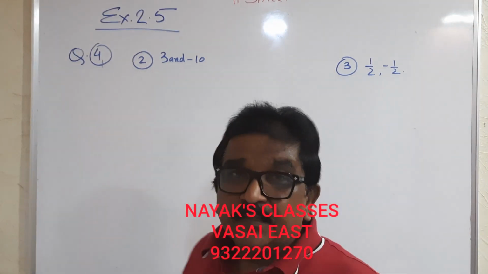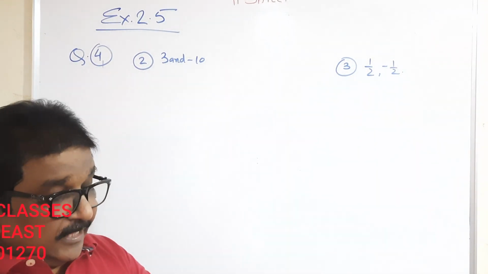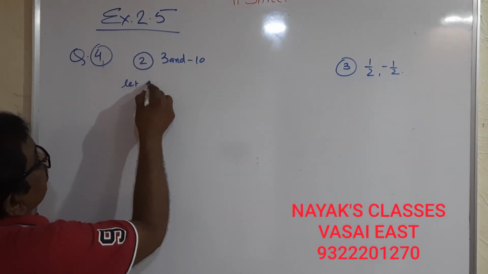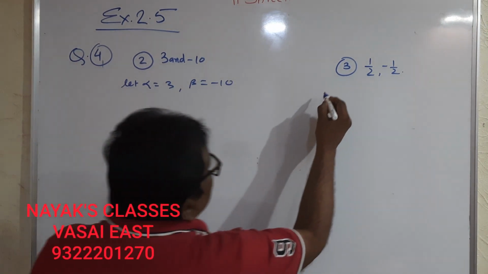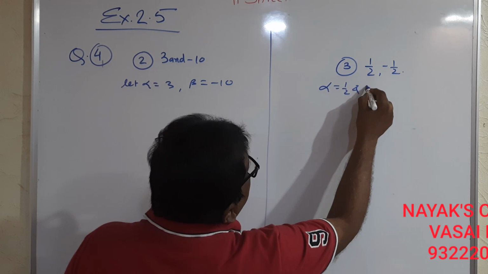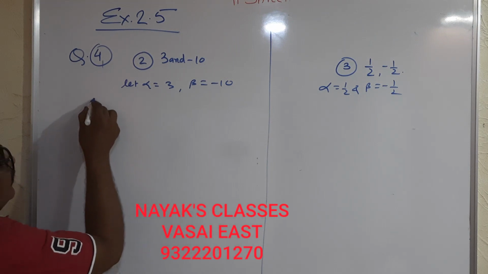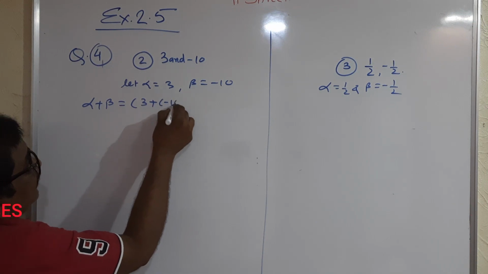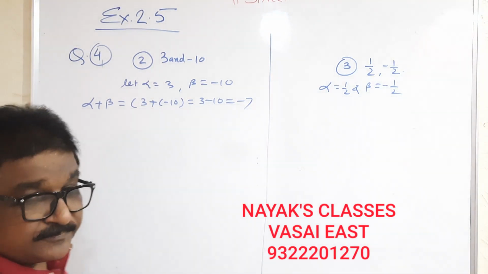I am solving second and third examples at a time. So, let alpha is equal to 3 and beta is equal to minus 10. This side, alpha is equal to half and beta is equal to minus half. First, we have to find alpha plus beta is equal to 3 plus minus 10, is equal to 3 minus 10, is equal to minus 7.